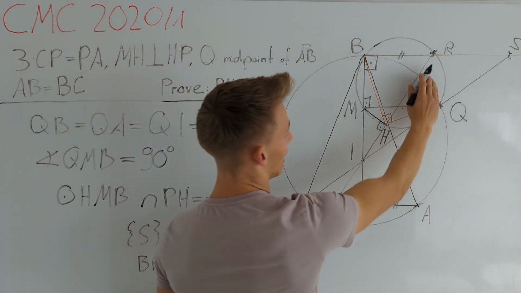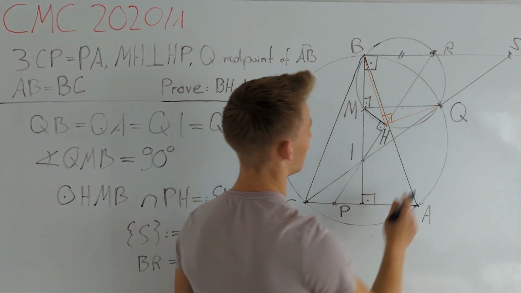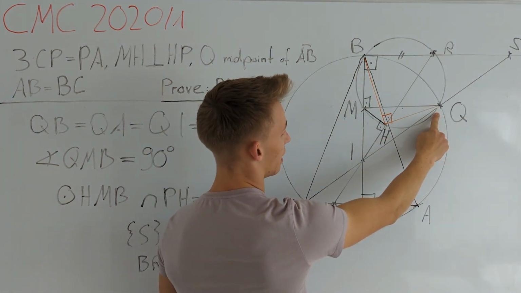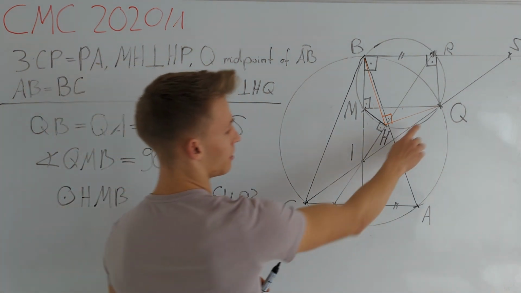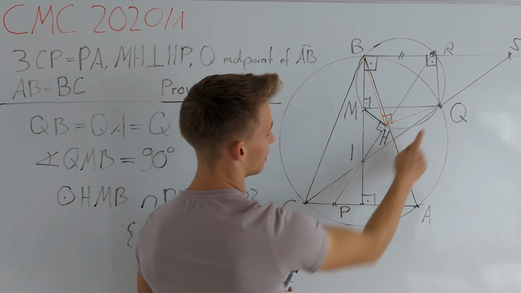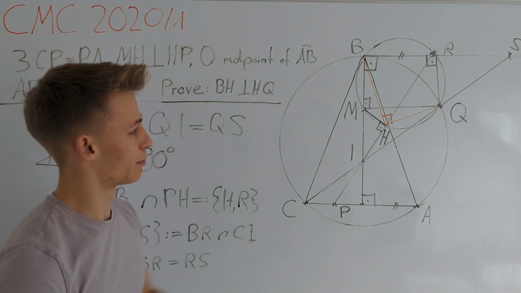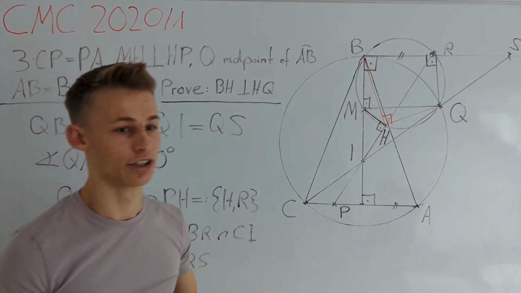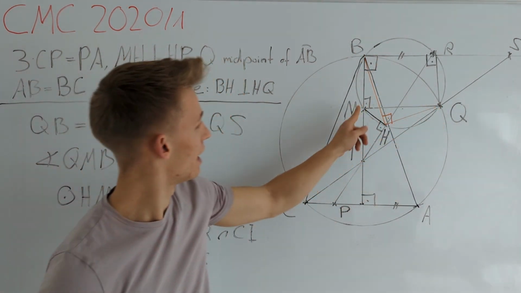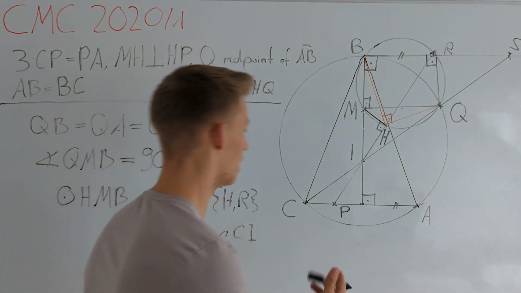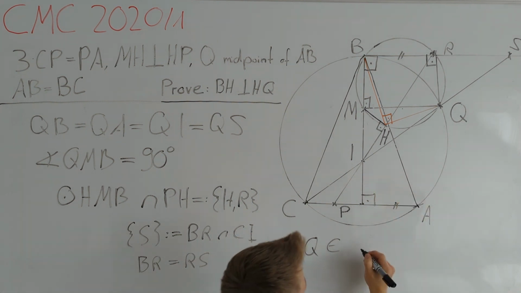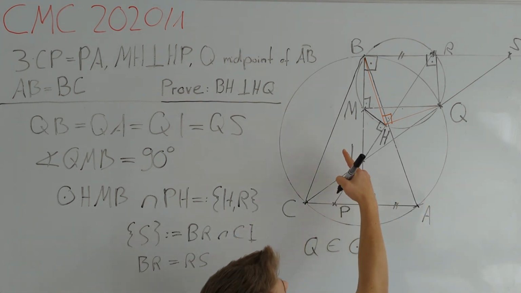Since we figured out that R is the midpoint of BS, we have that the angle BRQ is also 90 degrees. Now we have two right angles here, namely the angle QMB is 90 degrees and the angle BRQ is 90 degrees. This means that the points M and R lie on the circle with diameter BQ. Thus, the four points Q, M, B, R lie on a circle, and we get that Q is an element of the circumcircle of triangle MBR.